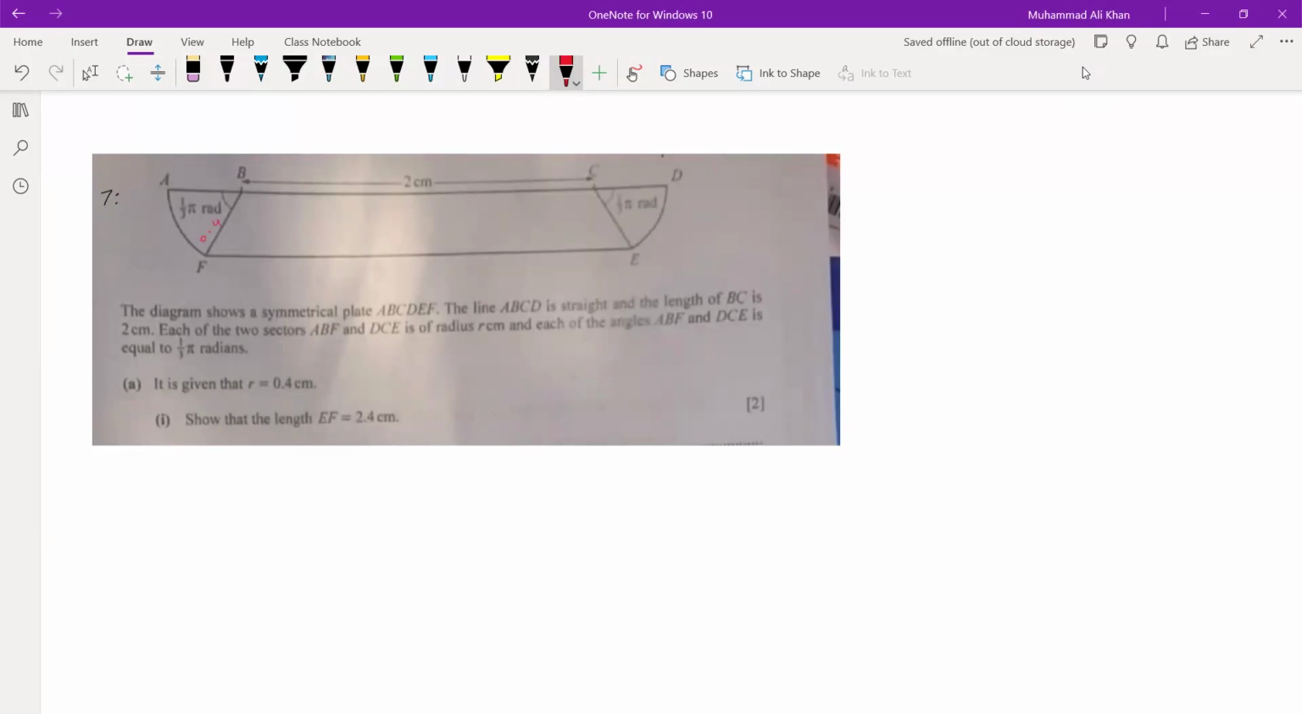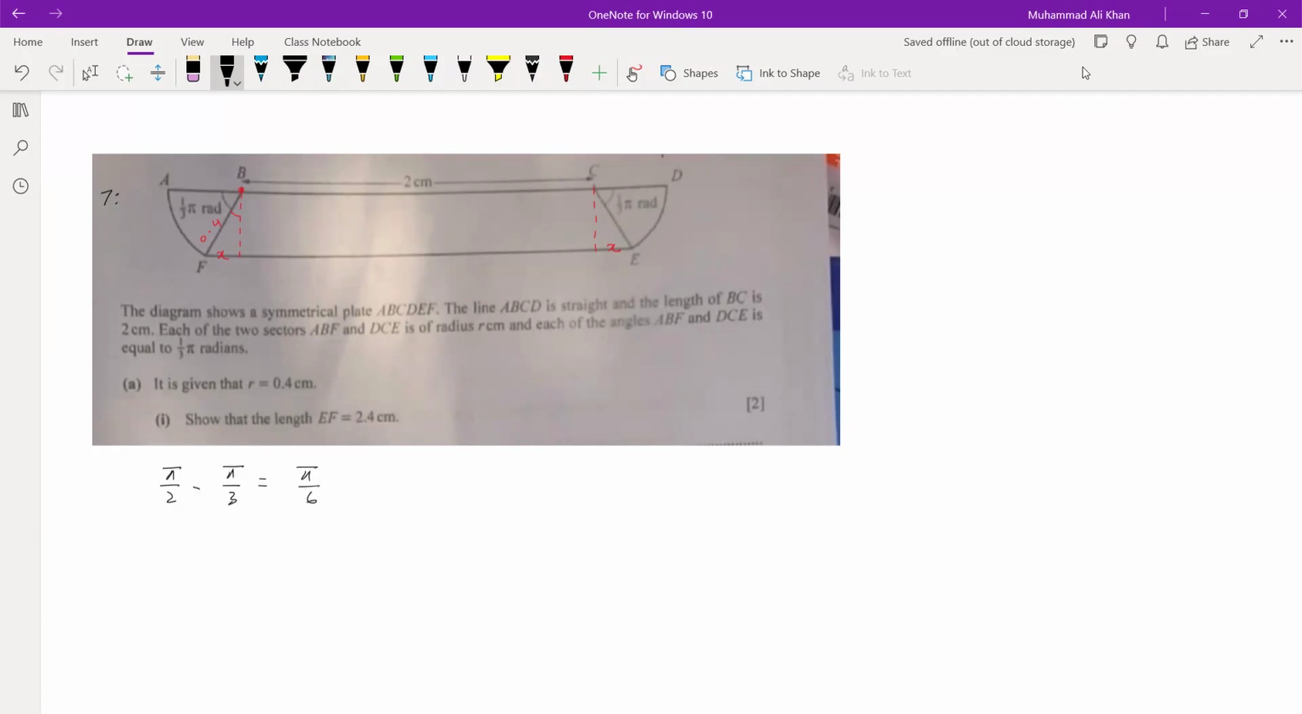R is 0.4. Show that length EF is 2.4. Okay. If we drop a perpendicular here, and let's say this length is X. If we drop a perpendicular here, so this is also X. But what is this angle? This angle is pi by 2. I'm doing part 1. This angle is pi by 2, meaning 90 minus pi by 3. So it will be equal to pi by 6.